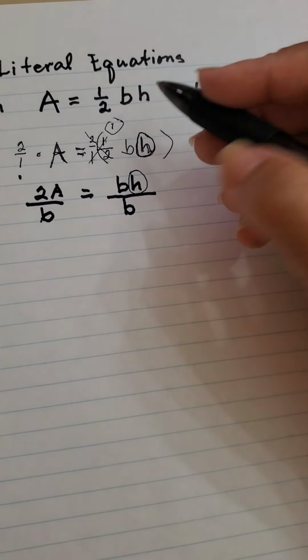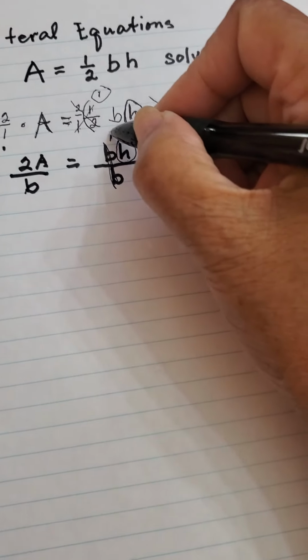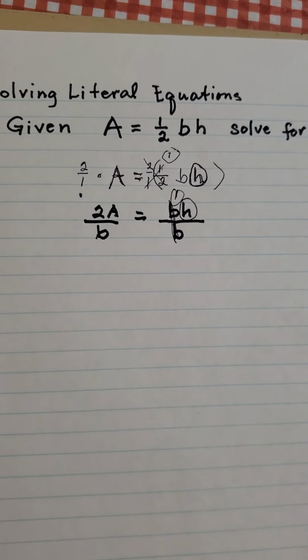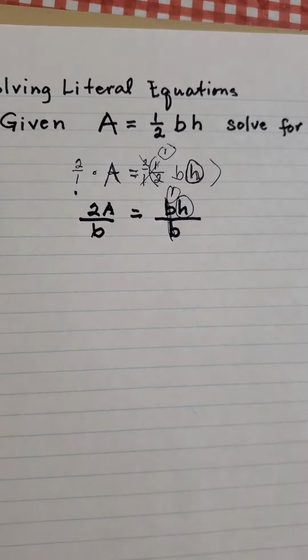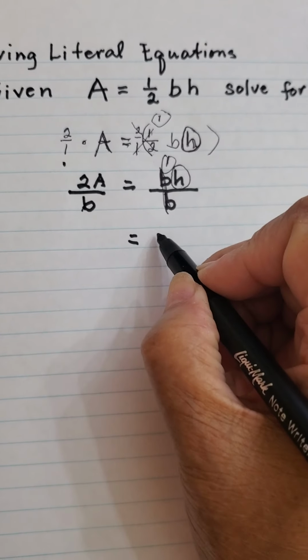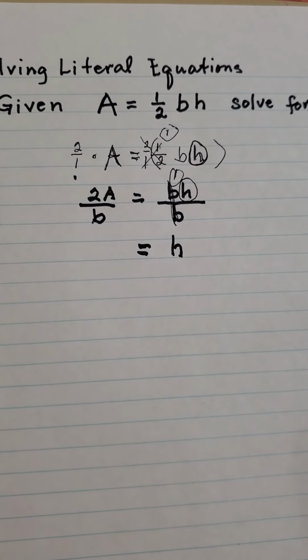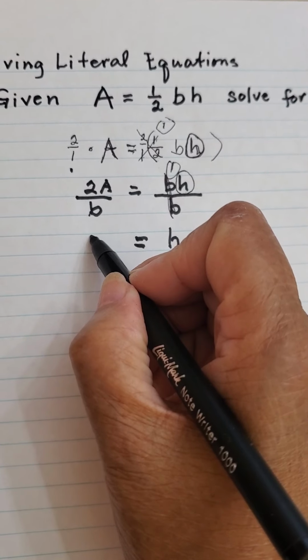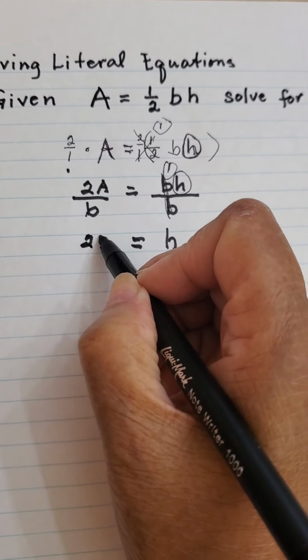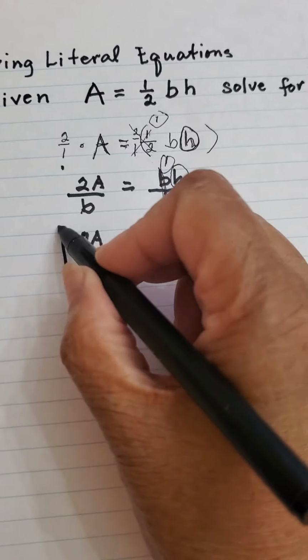So B divided by B is 1. Okay, that's the answer, right? So 1 times H will be 1H. So again, invisible 1. So just H. And then work on the left side. I have 2A over B. I cannot do anything more. I cannot divide 2A by B. So just bring it down like that. And we're done.